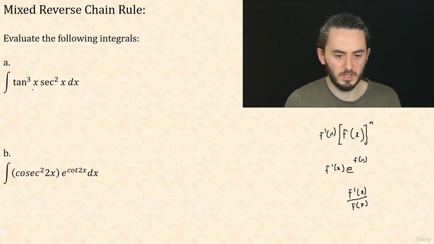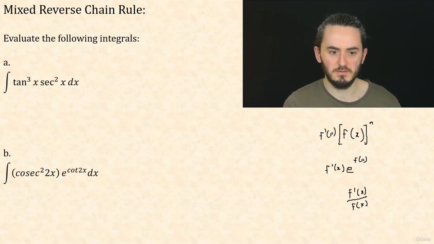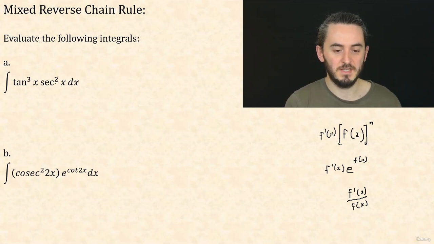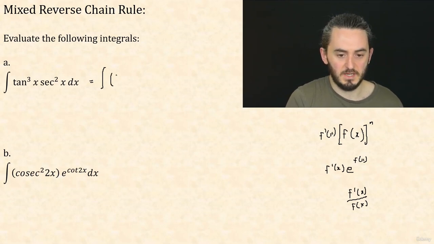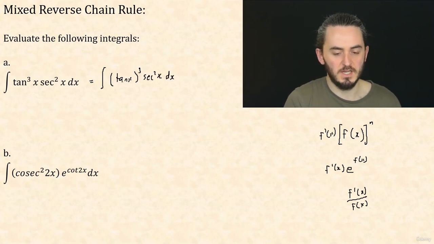So what have we got here? Well, tan cubed x sec squared x. So can I spot a derivative lurking? Well, I can, because look, sec squared x is the derivative of tan x. So if I rewrite this as tan x cubed sec squared x dx, it's fairly clear that I've got something in the form f of x to the power of n, and then the derivative over here.